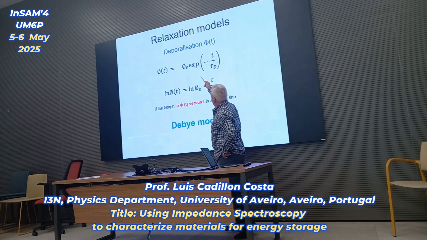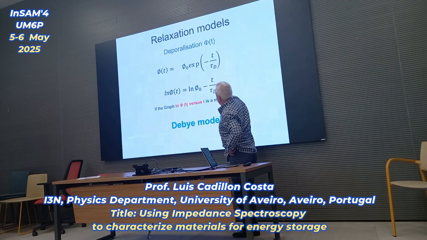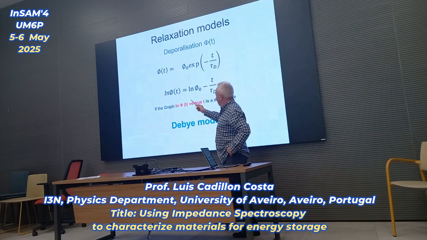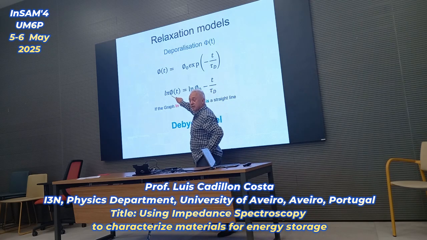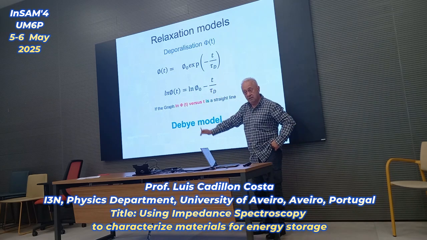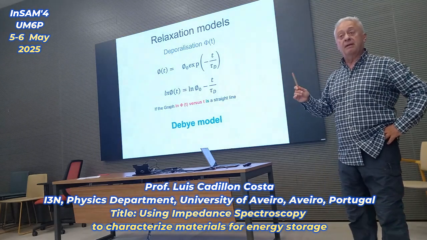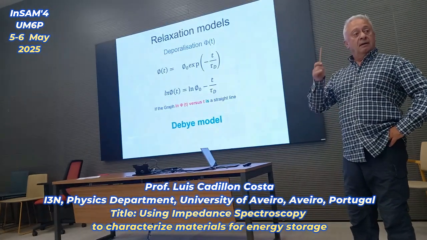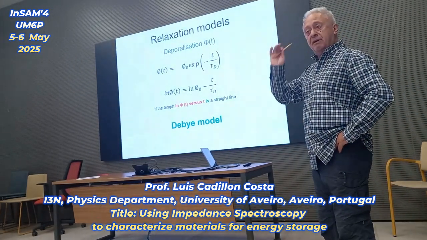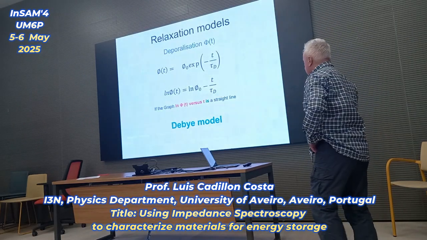If I take the logarithm of this, the logarithm is minus t over tau. This is a straight line. If I make a graph of the log of the polarization function as a function of t, I see exactly a line. This is called the Debye model. This is a model where the depolarization is a perfect exponential.